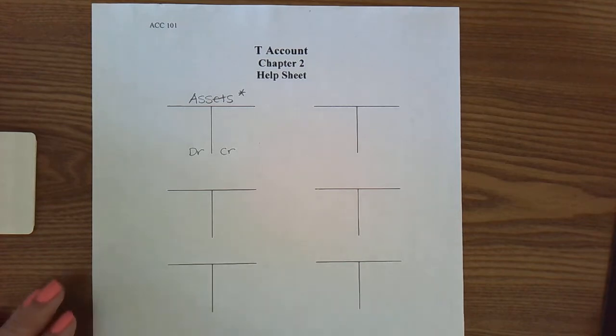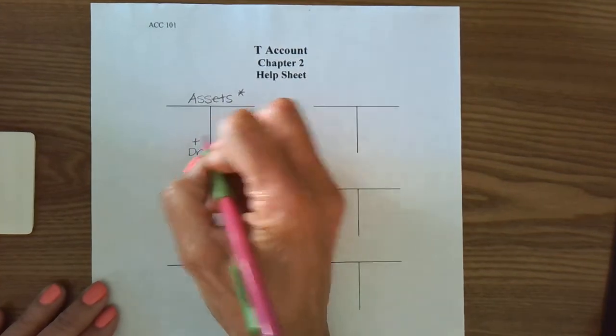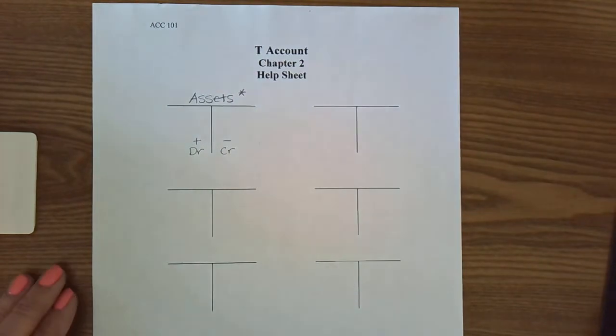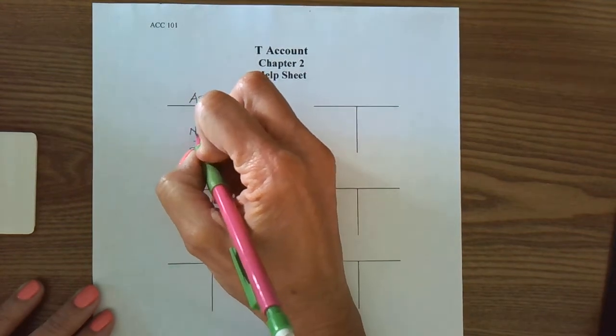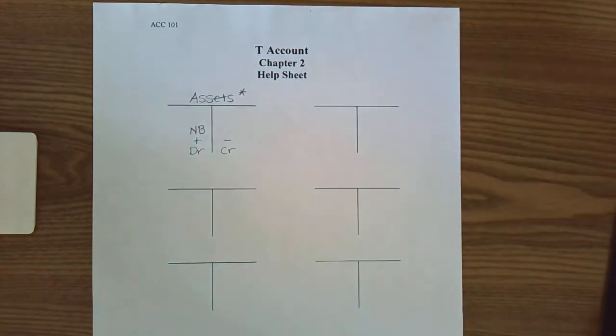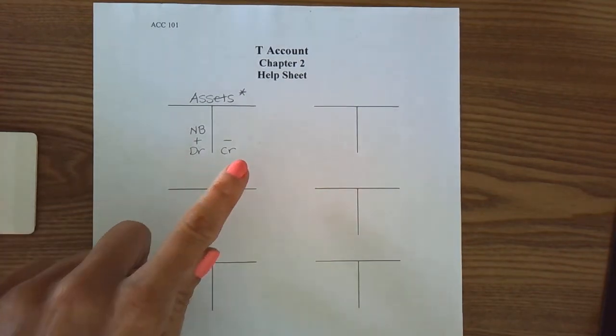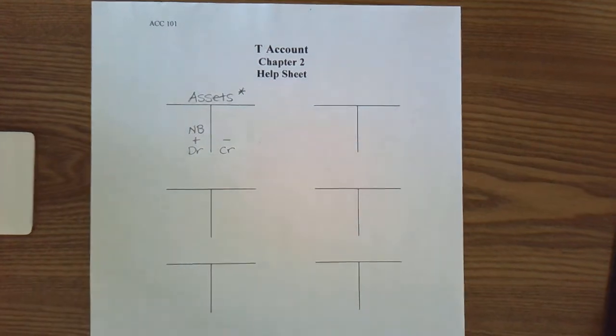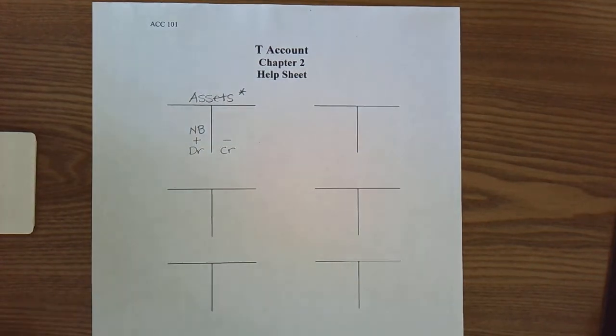Okay? Now, for our assets, we add on the left and we subtract on the right. And our normal balance for all of our assets is going to stay on that debit side, because we all like to be positive cash. So as an example, you would add cash on the debit side, subtract on the credit side, and we all like to be positive cash, so that's our normal balance side.